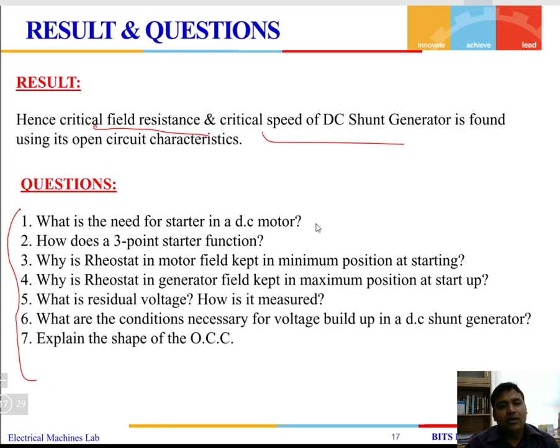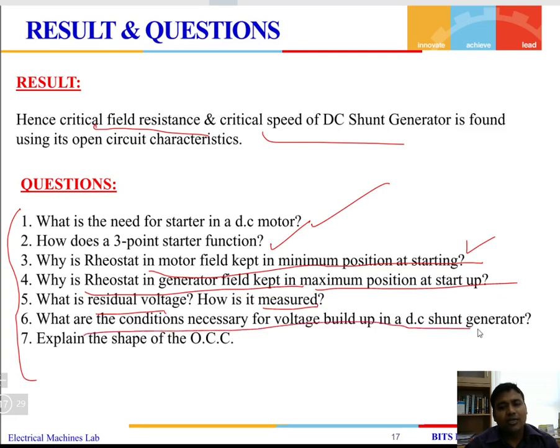What is the need for a starter in a DC motor? How does a 3-point starter function? Why is the rheostat in a motor kept at the minimum position at starting? Why is the rheostat in a generator kept at the maximum position at starting? What is residual voltage and how is it measured? What are the conditions necessary for voltage build-up in a DC shunt generator? And explain the shape of the OCC curve.